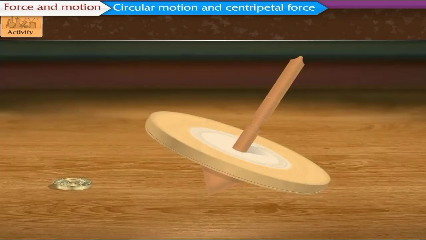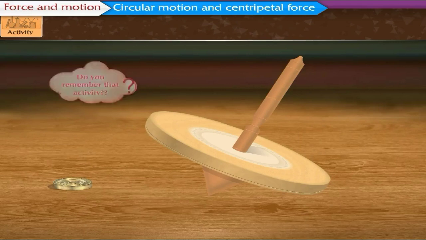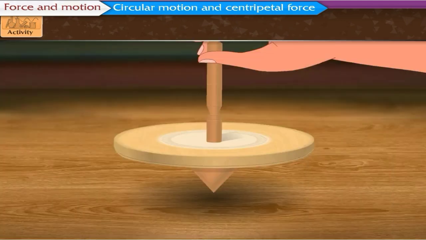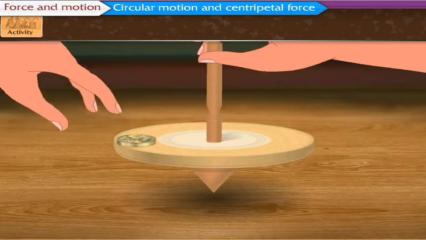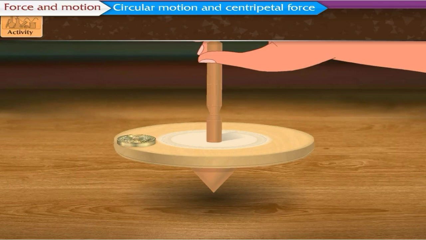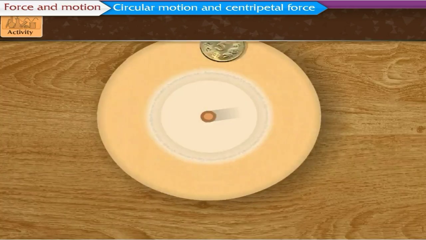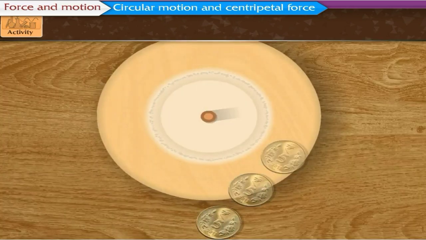We had performed a similar kind of activity in the previous grade. Do you remember that activity? In that activity, a 5 rupee coin was kept on a rotating circular disc. We observed that as the disc moves with high speed, the coin placed at the edge of the disc is thrown off. When the coin is thrown off from the disc, it is in the direction of the tangent which is perpendicular to the radius of the disc.